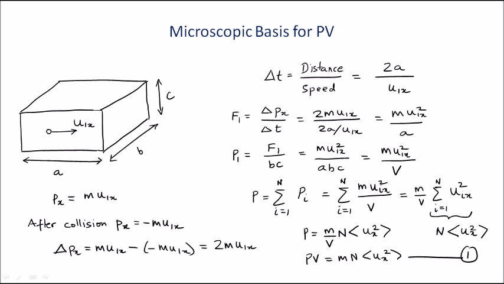We arbitrarily chose the x direction, but we could just as well have chosen the y or z directions. Because the x, y and z directions are equivalent, in other words, the gas is isotropic, we have average ux squared is equal to average uy squared is equal to average uz squared.